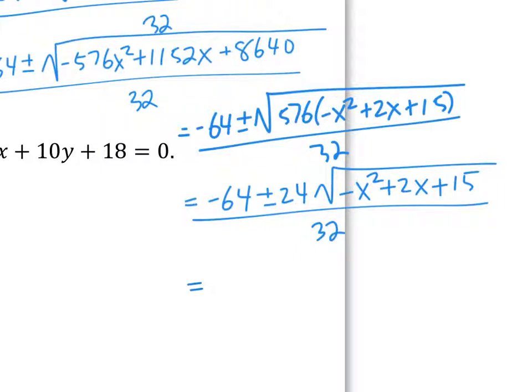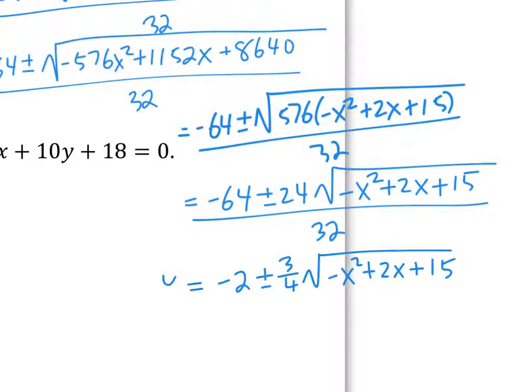64 goes, so 32 goes into 64 2 times, so that's minus 2. Plus minus 24 and 32 don't go in exactly, so 3/4. And then this part. All right, this is all equal to y. So at this time, what you can do is graph it.